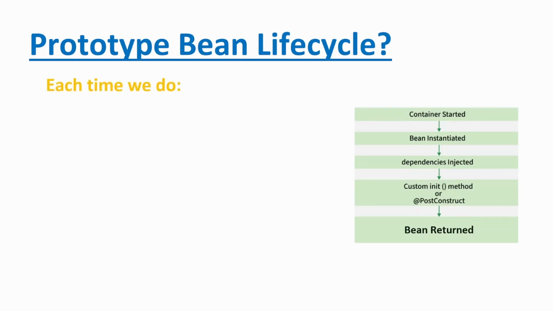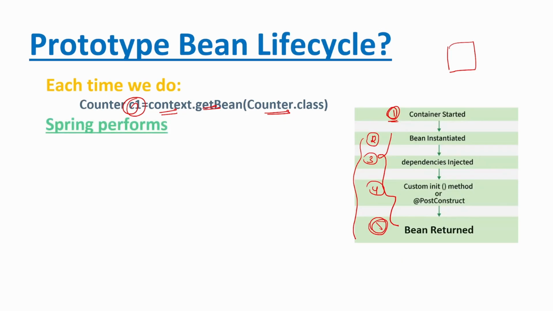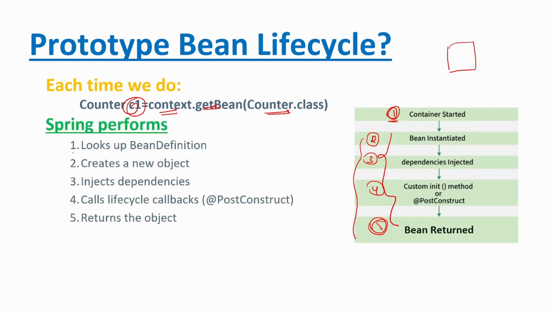So what happened? In the first phase, the Spring container is started and metadata is stored in our Spring context. And every time we write something like Counter c1 = context.getBean(Counter.class), these four phases are run. These four phases are run every time we write context.getBean(Counter.class).